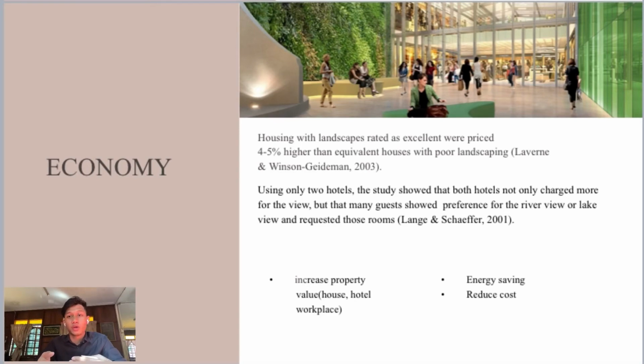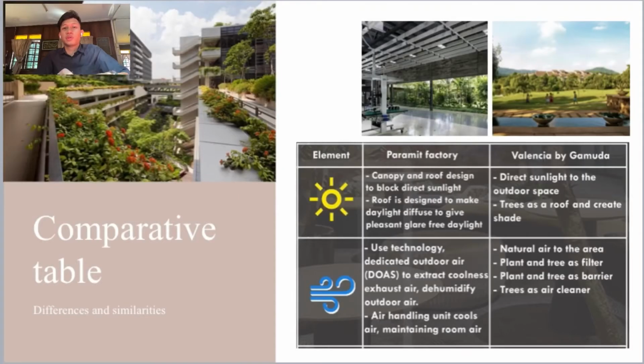But when we have the property, it can reduce our billing cost. By using natural light and natural air ventilation, it can also save energy consumption and directly reduce the cost of billing. So from the method comparative table, we can get the differences and similarities between two spaces.